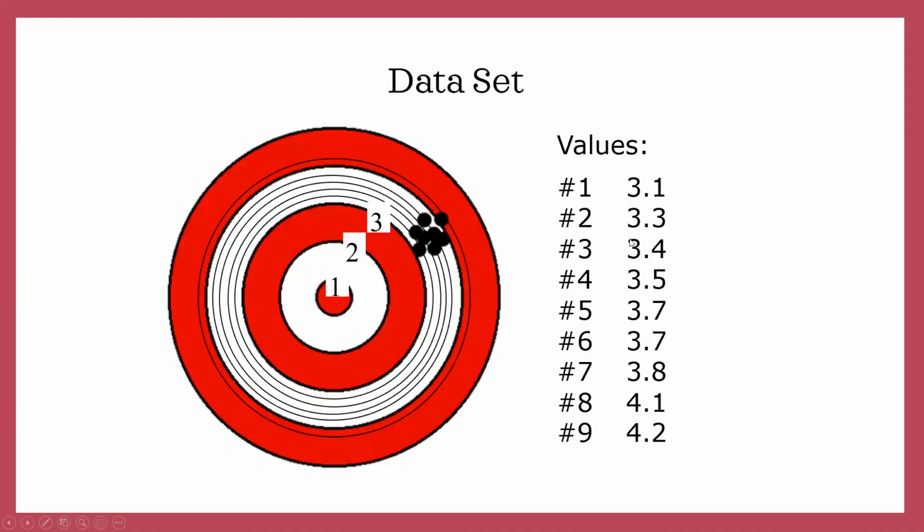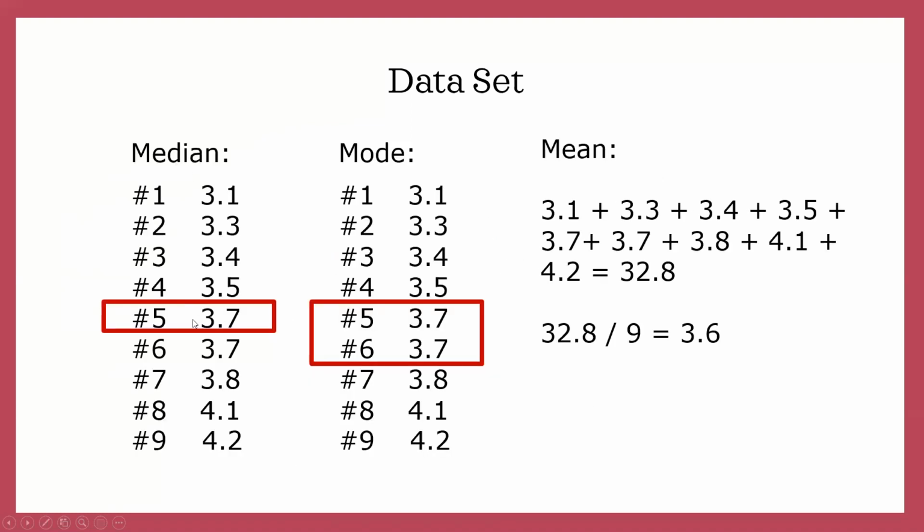For example, if we had this as our data set, 3.1 was our value, say that we threw our darts and we were very precise, but we weren't very accurate, and we made numbers out of it. Then our median would be 3.7 because it is the center number, right? It's the one in the center in order. In our data set, we have 2 3.7s, so our mode is also 3.7. And our average, the mean, is 3.6.